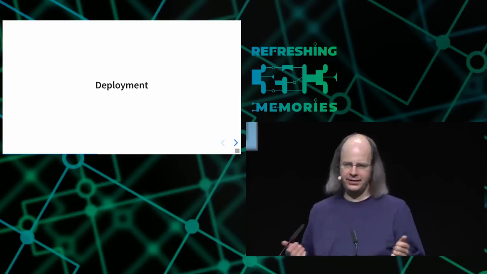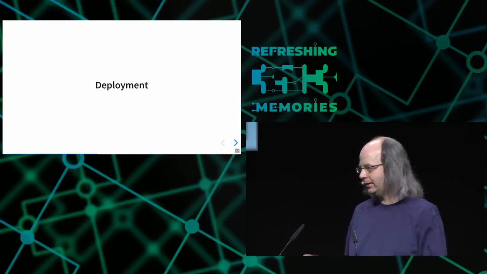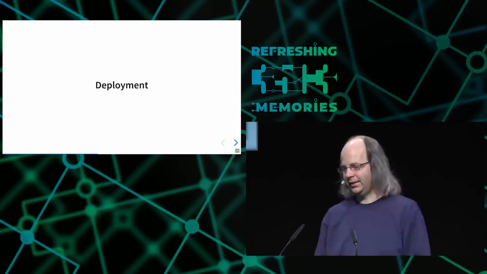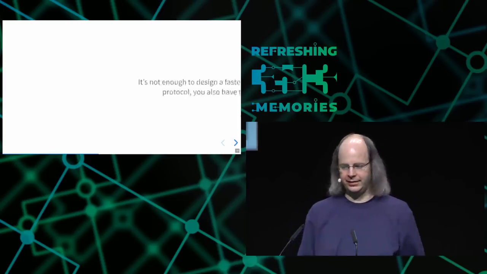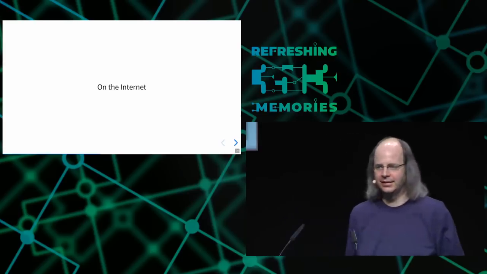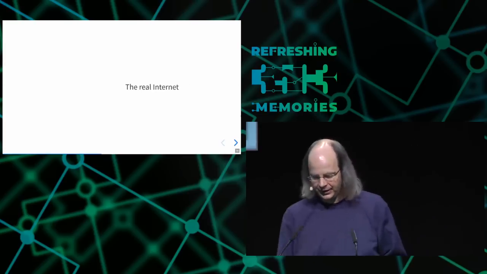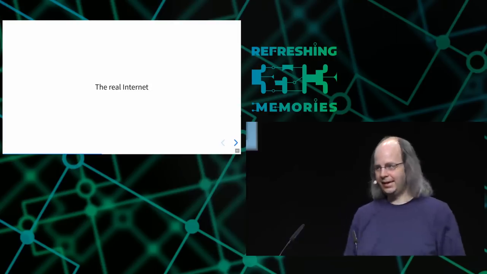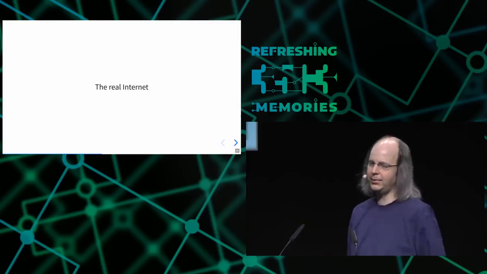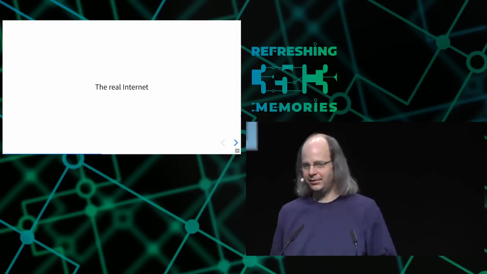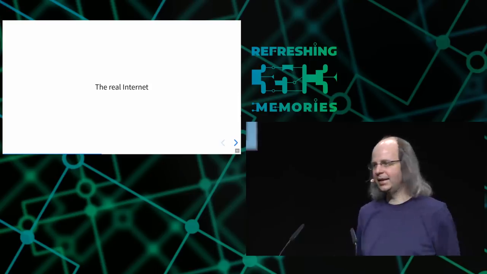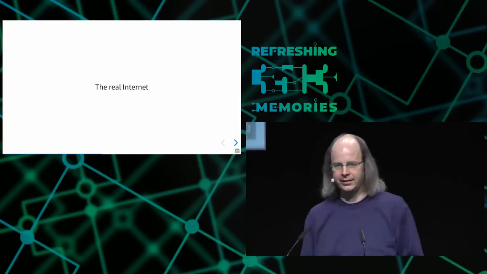Deployment. Now, if we have this nice new protocol, we not only have to make sure it's secure and fast and everything, but we also have to deploy it. And we have to deploy it on the real internet, like the one we have out there, not some theoretical internet where there are no bugs and everyone knows how to implement protocols, but the real internet with lots of IoT devices and enterprise firewalls and all these kinds of things.